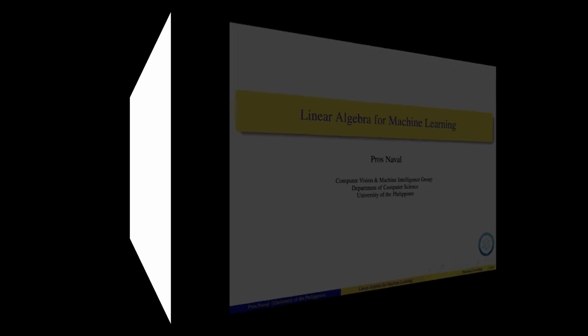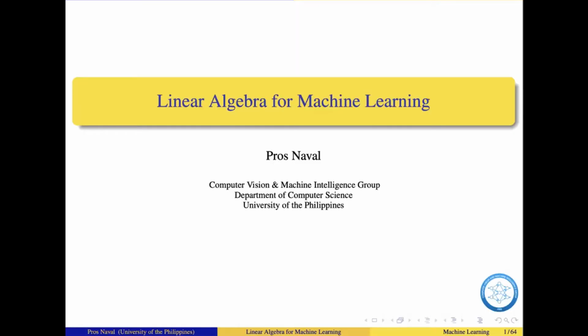Lecture on linear algebra for machine learning. So in today's lecture, we will review the important linear algebra concepts crucial for understanding the inner workings of important machine learning algorithms. We will talk about vectors, matrices, determinants, and other mathematical objects, together with their properties and operations.